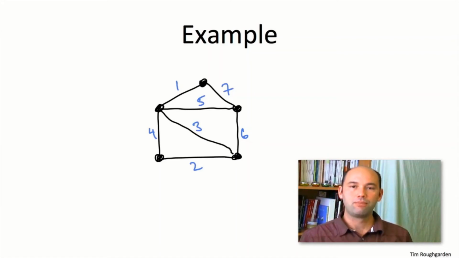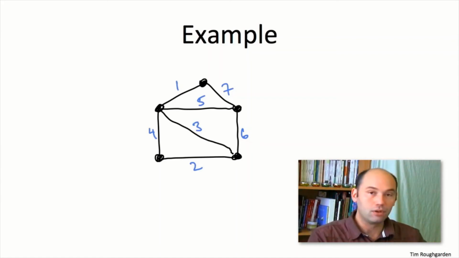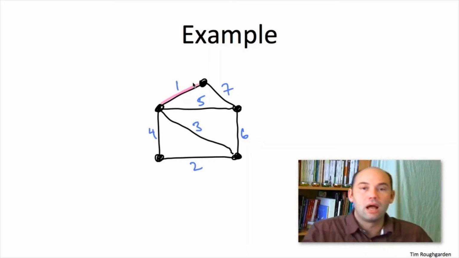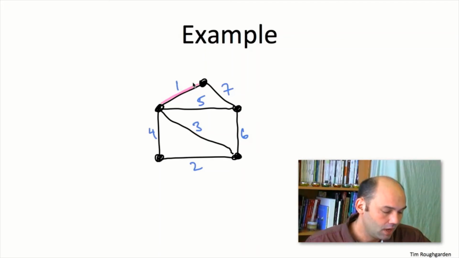Again, there's no starting point. We're just going to look at the cheapest edge overall, so that's obviously this unit cost edge. And we're going to include that in our tree, right? Why not? Why not pick the cheapest edge? It's a greedy algorithm. So what do we do next?